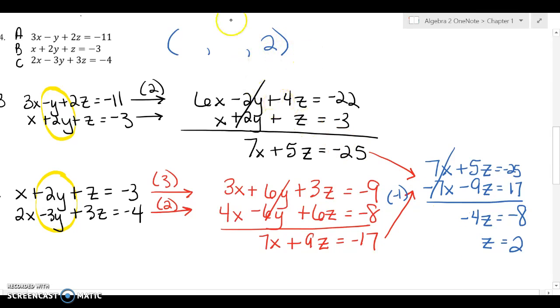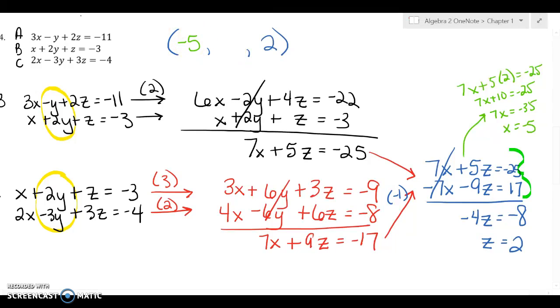And so now remember, when you plug it into third answer, you want to use one of these two because those are already easier. You would have less to do. So I'm going to plug it into this one right here. So 7x plus 5 times 2 equals negative 25. So 7x plus 10 equals negative 25. I minus 10 on both sides, so I get 7x is negative 35. So x is negative 5.